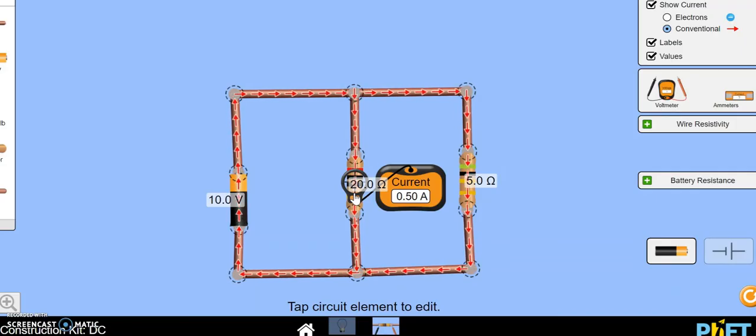As you can see in the circuit simulation, we have current flowing through 2 parallel branches with different resistances. 0.5 amps flow through the 20 ohm branch, but a total of 2 amps flow through the 5 ohm branch, which is 4 times the other branch. This is because it only possesses a quarter of the resistance.